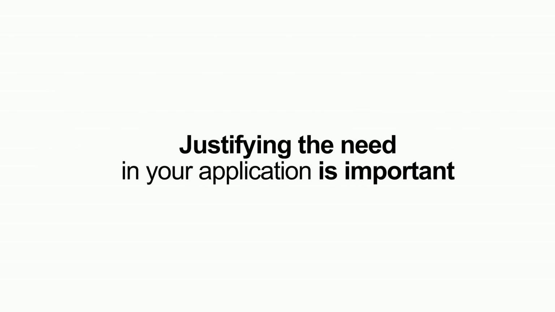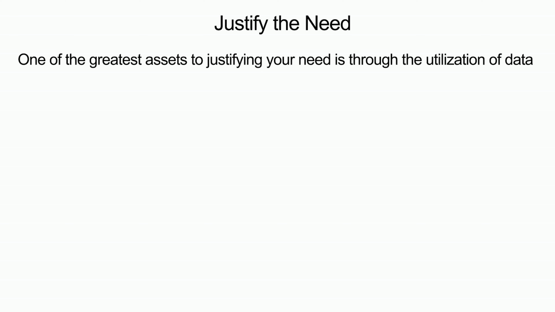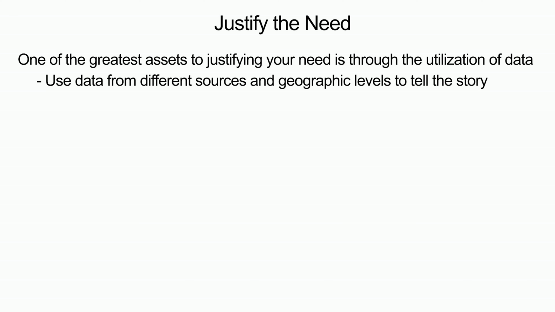We have previously shown how justifying the need in your application is important, but one of the greatest assets to justifying your need is through the utilization of data. When you are justifying the need and using your agency's understanding of the problem, you need to also look to the data to set the stage and build your case in your application. When appropriate, use data at different levels to begin to tell the story. Looking larger scale, at provincial or even national data to begin to identify the problem, then moving into local data to identify the needs of your community.